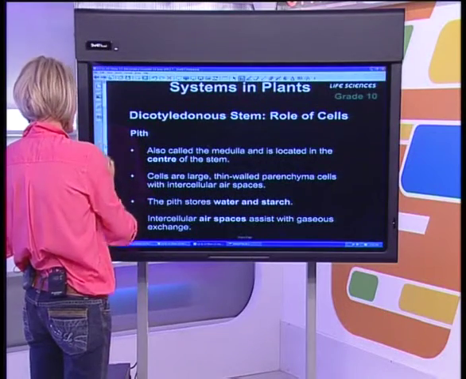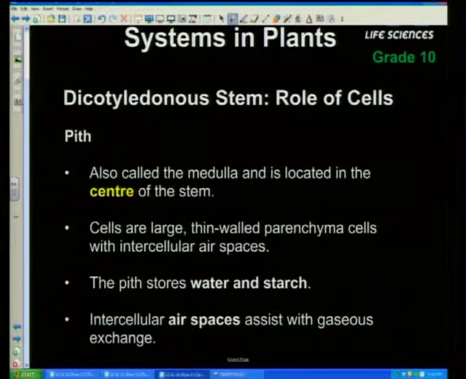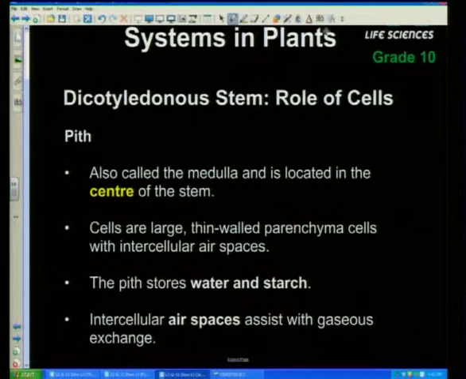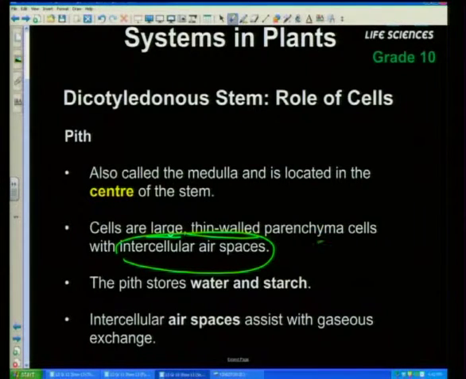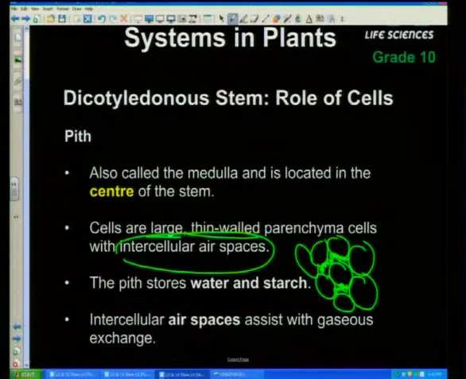Okay, now we look at the pith. And the pith cells, where are they found? They're right in the center of the stem. What are they? They're large, thin cell-walled parenchyma cells, and they have huge intercellular air spaces. And that's why they sort of look like this. So nice big air spaces. All of this here, air spaces. All right, and why? Look what they do. They store water and they store starch.